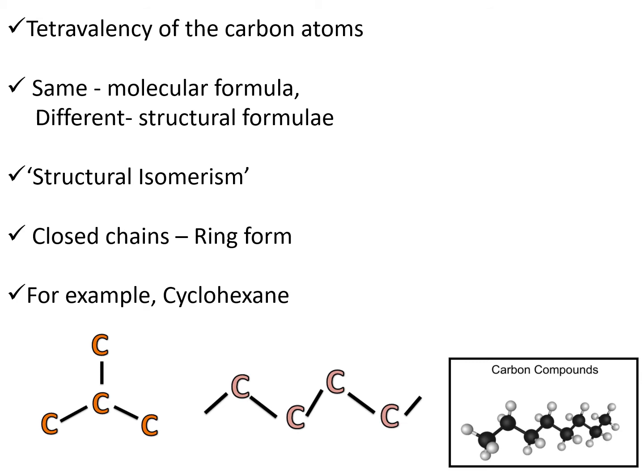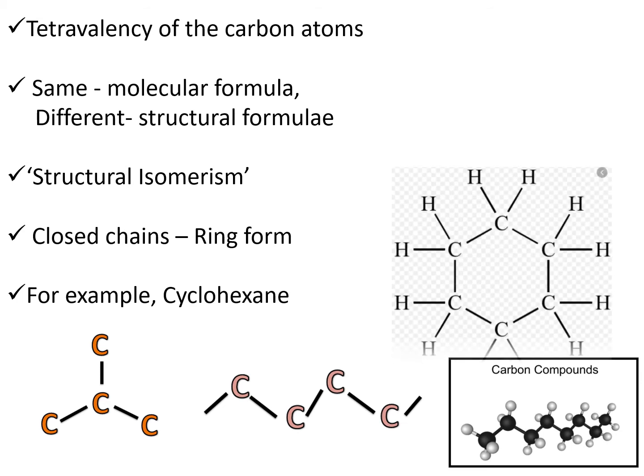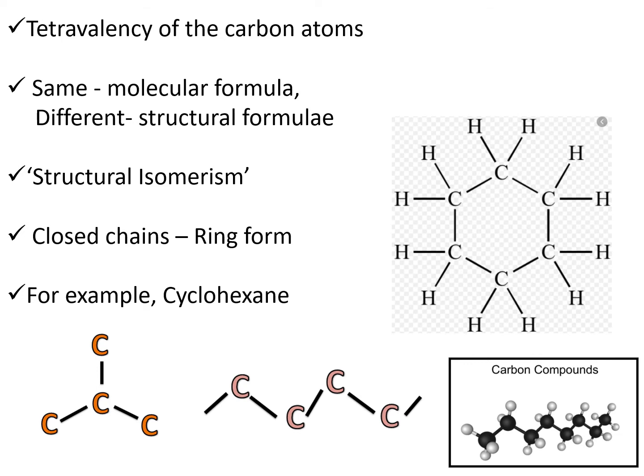When there is a closed chain, those compounds are called ring forms. They exist in ring nature. An example is cyclohexane. If you see cyclohexane, the carbon atoms are joined to each other, which gives it a ring structure, and the remaining valencies are fulfilled by hydrogen atoms.